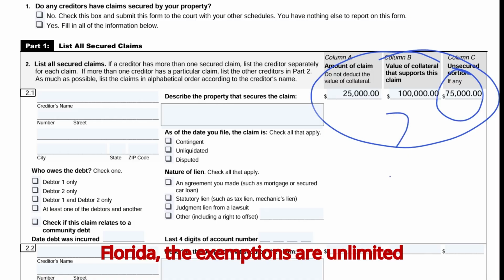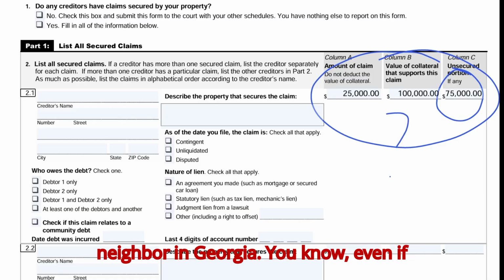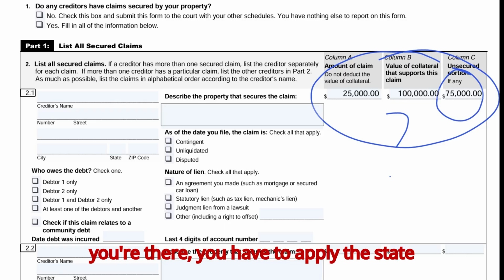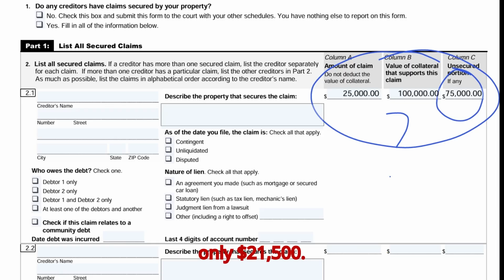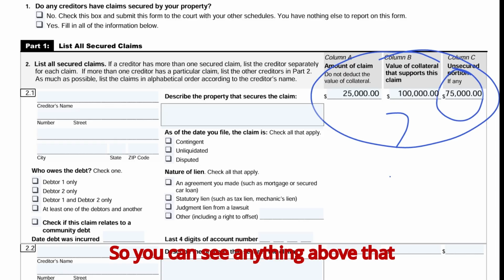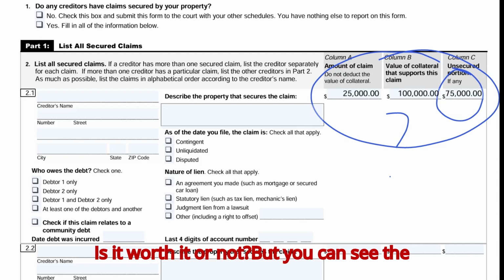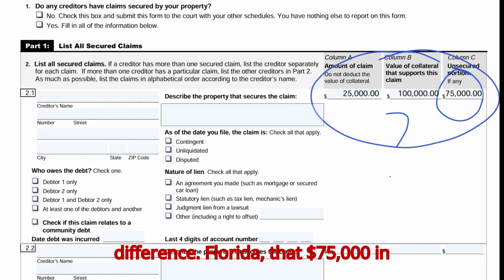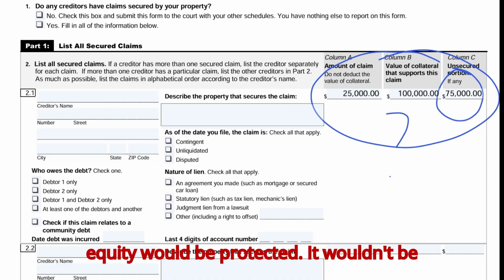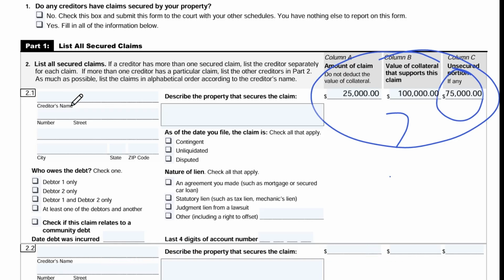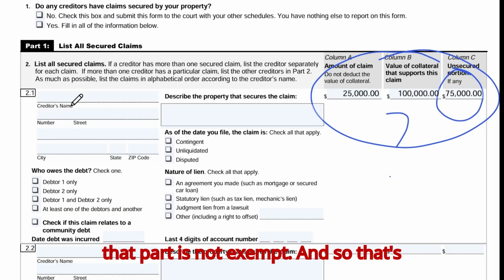In Florida, the exemptions are unlimited, while you just move up to my northerly neighbor in Georgia. Even if you live 5 minutes into Georgia, once you're there, you have to apply the state exemptions of Georgia, which are only $21,500. So you can see anything above that amount wouldn't be protected. So that's when you have to start thinking about if you're going to have to file Chapter 13. Is it worth it or not? But you can see the difference. In Florida, that $75,000 in equity would be protected. It wouldn't be an issue. But now you go to Georgia and you have a problem of what, $53,500. That part is not exempt.